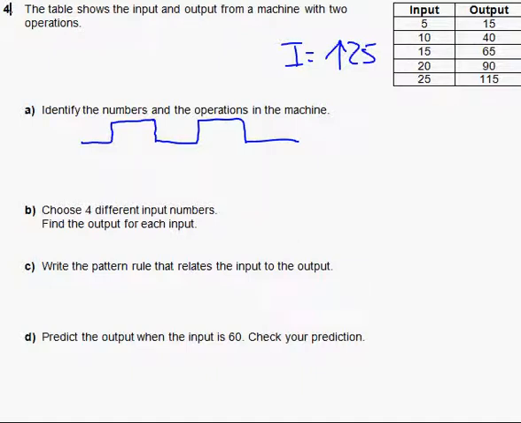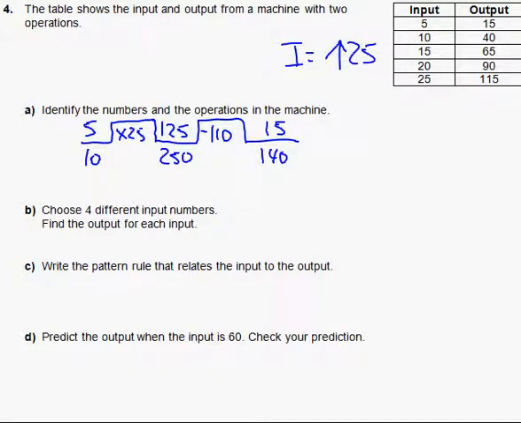5 times 25 is 125. Let's see if that will work. First input of 5, multiply by 25, that gives me 125. And then my output is 15. I'm going to have a really big number to subtract. It's 110. 125 minus 110 would give me 15. Let's try it with the second input, 10. 10 times 25 is 250. And 250 minus 110 is going to give me an output of 140.